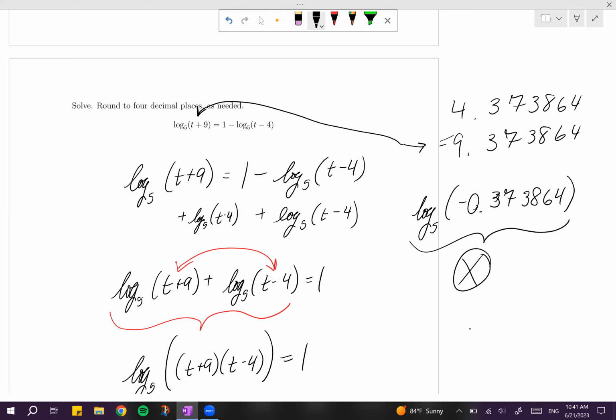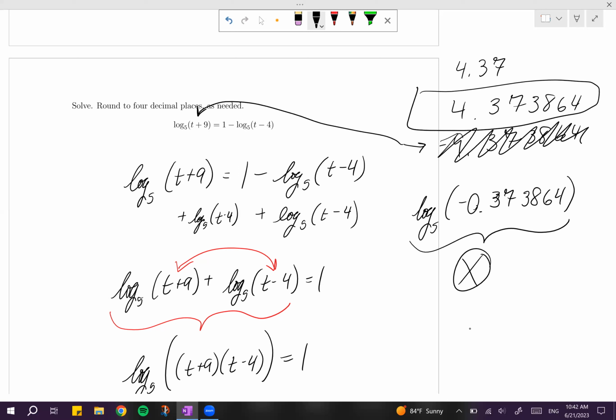So this negative 9.373864 isn't even a problem. So this is my answer. And I would round it to 4 decimal places. So it would be 4.3739. And that would be my final answer.